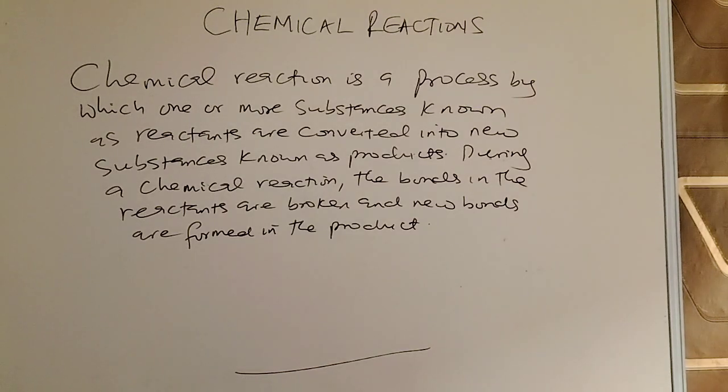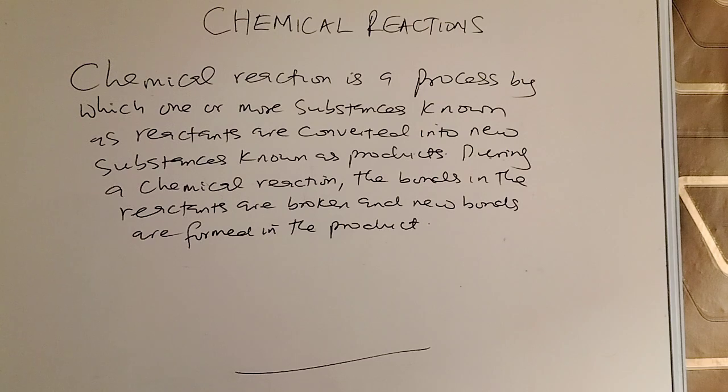So let's go through what we have on the board. We say that a chemical reaction is a process by which one or more substances known as reactants are converted into new substances known as products. During a chemical reaction, the bonds in the reactants are broken and new bonds are formed in the product or products. So that is how we define a chemical reaction.